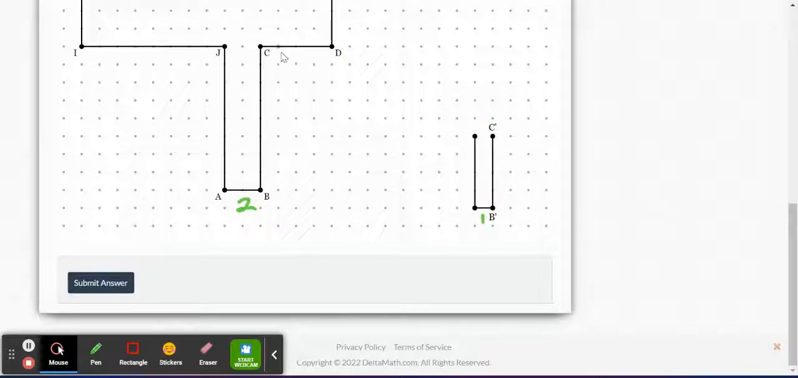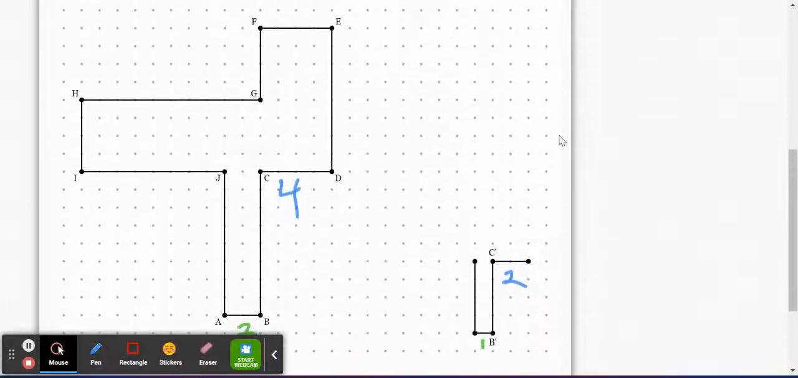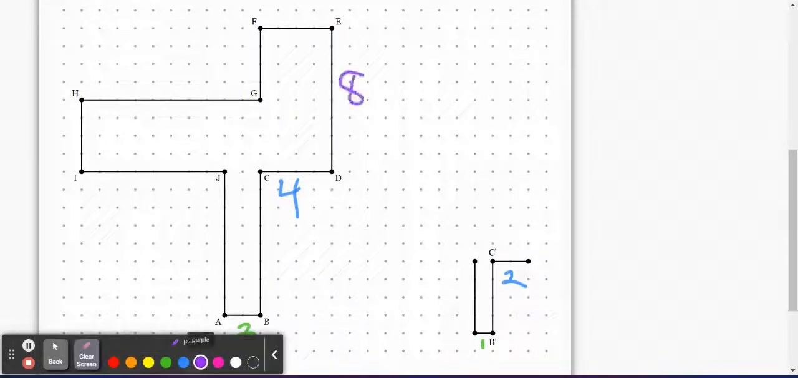All right. CD, let's measure this. 1, 2, 3, 4. So if this is 4, that means half of 4 is 2. So this should be 2 down here. 1, 2. Boom. Okay, and keep going. ED: 1, 2, 3, 4, 5, 6, 7, 8. This is 8. So that means this should be 4.